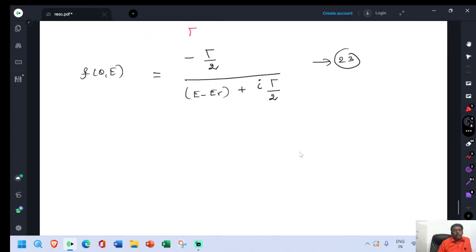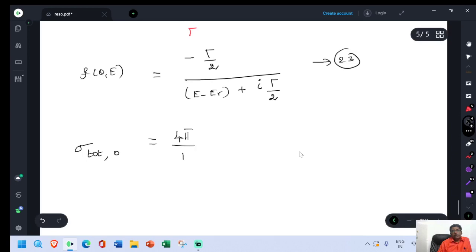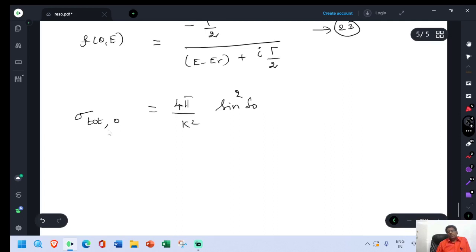Now the total scattering cross section for an S wave, sigma total comma 0, here L equal to 0 denotes the S wave, is 4 pi by k square sin square delta 0. This is the total scattering cross section. In general, for an S wave, the total scattering cross section is 4 pi by k square sin square del 0. Now, we have to express sin square del 0 in terms of absolute square of f of theta comma E.